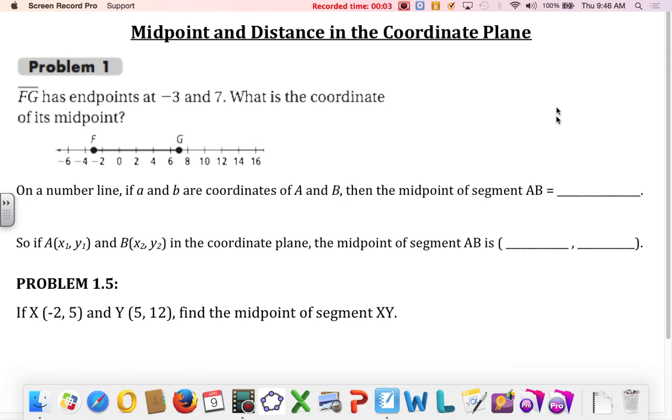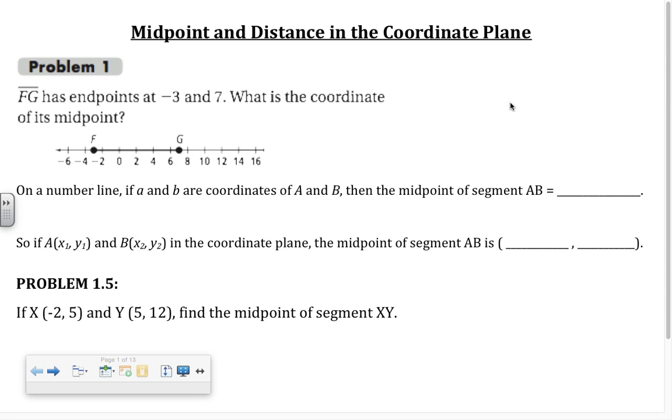In units K and L, we are starting to talk a little bit more about the coordinate plane, and we have to start with the basics, and so we're looking at the midpoint formula and distance formula. And in order to come up with those formulas, let's consider in problem 1, I have segment FG, and its endpoints are at -3 and 7, and we're asked to find the coordinate of its midpoint.